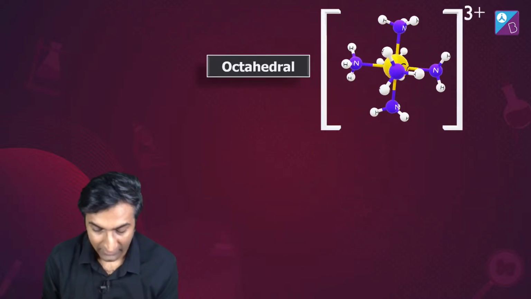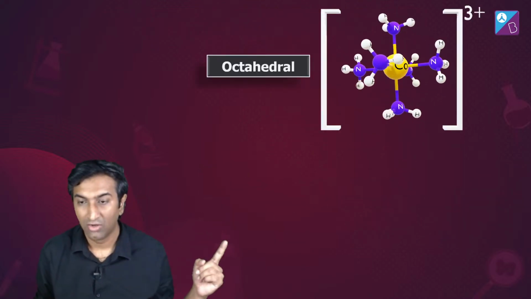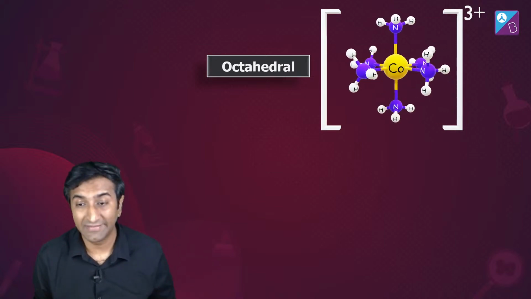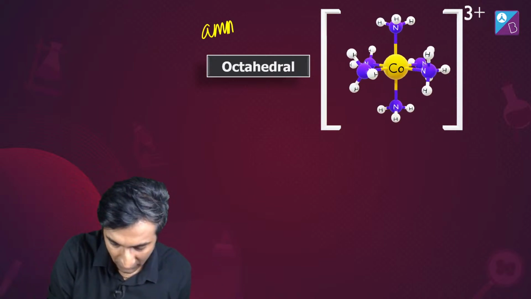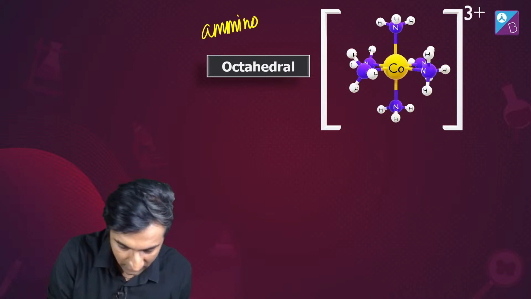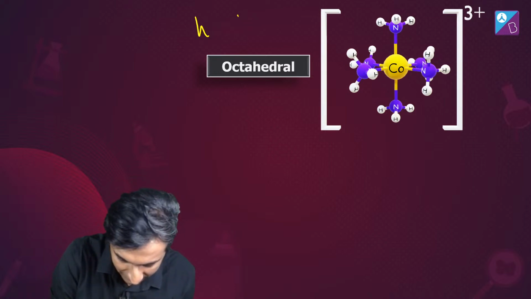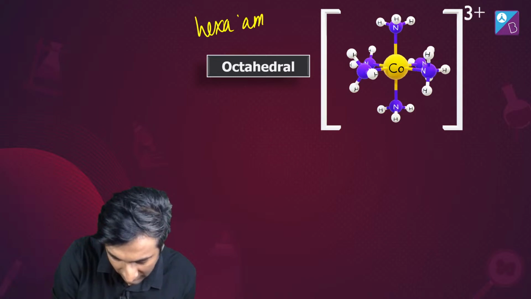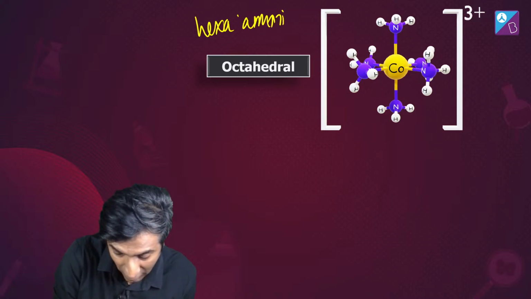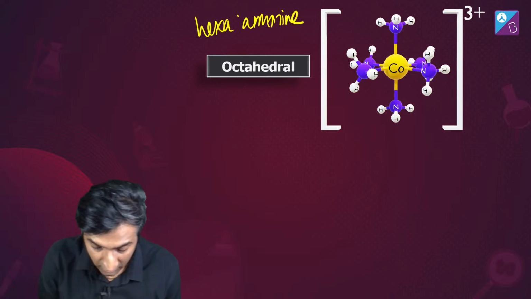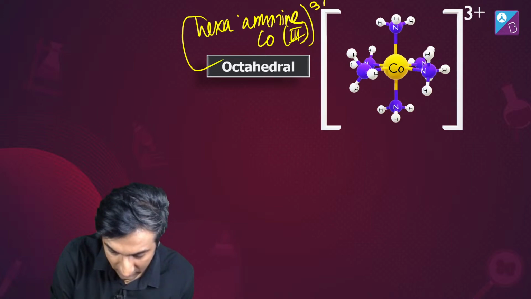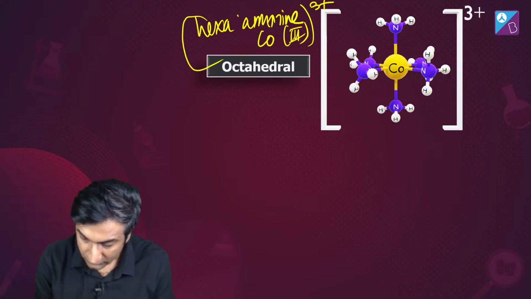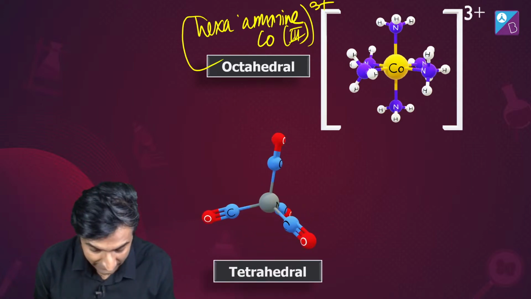Okay, here is, look at this beautiful 3D model of cobalt surrounded by 6 amine atoms. Okay, what is the name of this? Hexamine. Is that right or not? Tell me please, help me out with this. Hexamine what? Cobalt 3, right? I know I didn't write it fully. 3 plus, right?